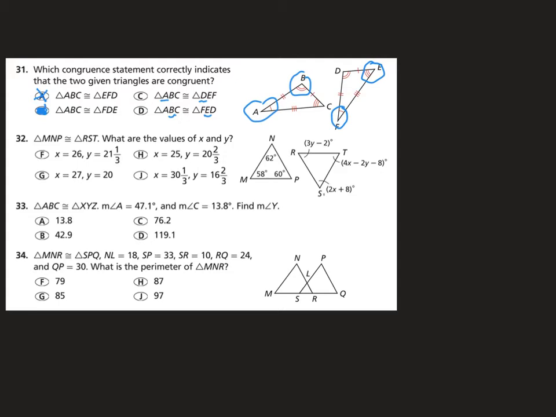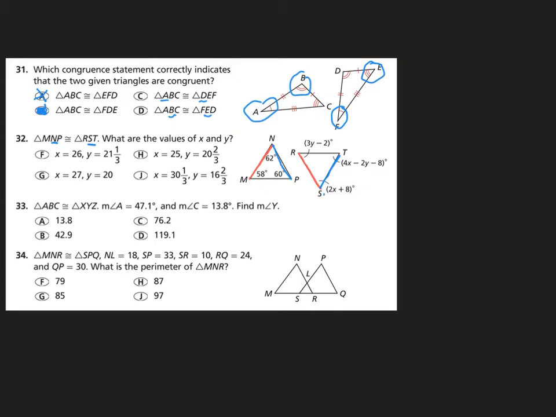Okay, so before I even really start this next problem, what I'm going to do is mark the sides that are congruent to each other. So MN and RS, those sides are congruent to each other. And then NP is congruent to ST. NP and ST. Now it's easier to compare the angles.